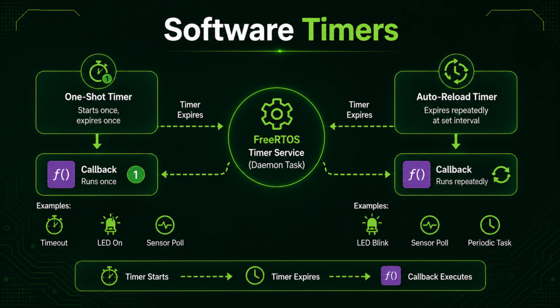Timer callbacks are executed by the FreeRTOS timer service task, sometimes called the daemon task. Because all software timer callbacks share this task, callbacks should remain short and must not block for long periods. Complex work should be passed from the callback to another task using a queue, notification, or semaphore.